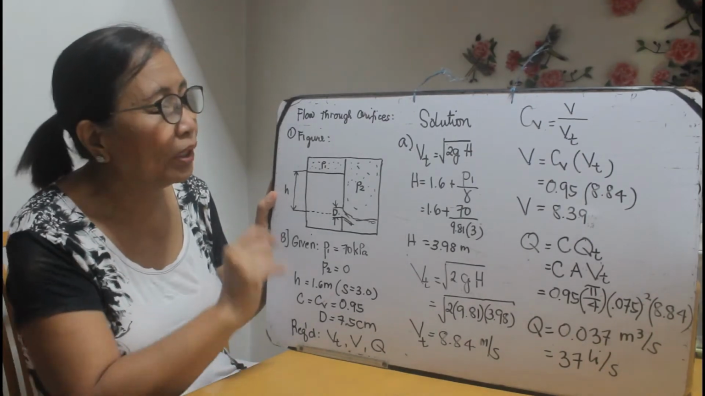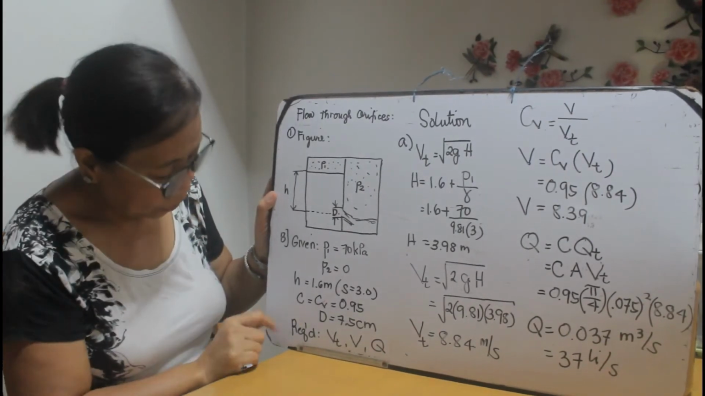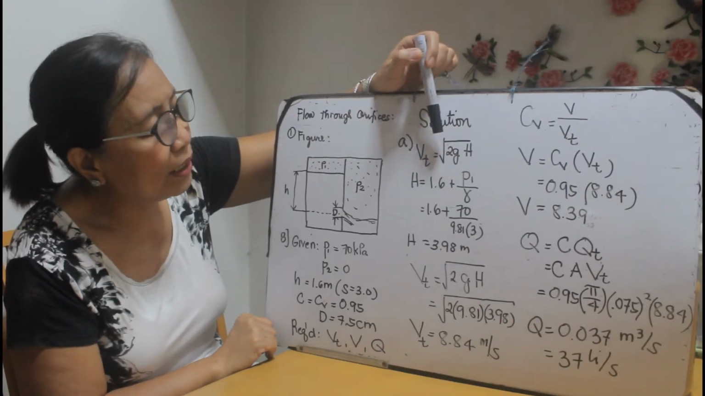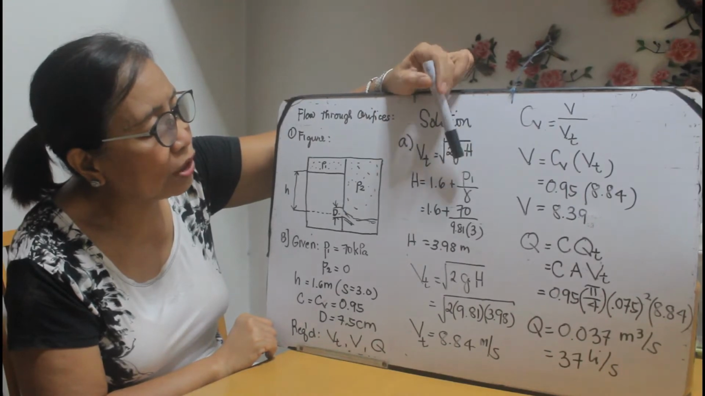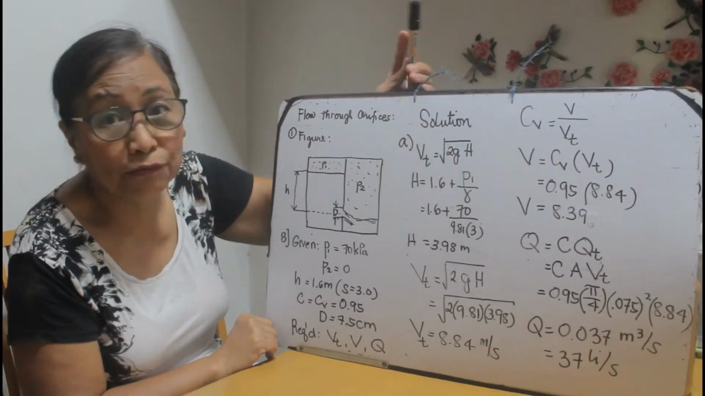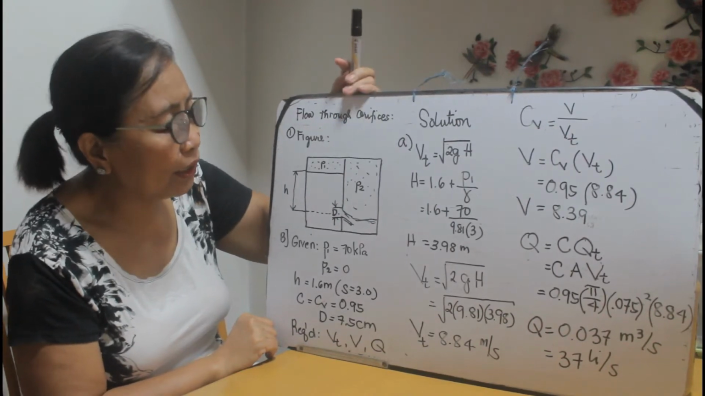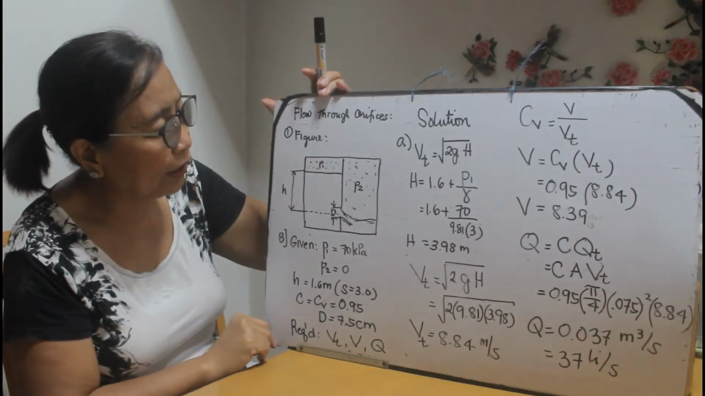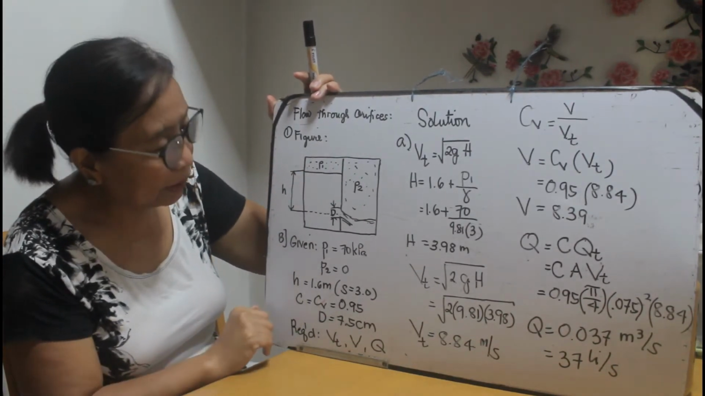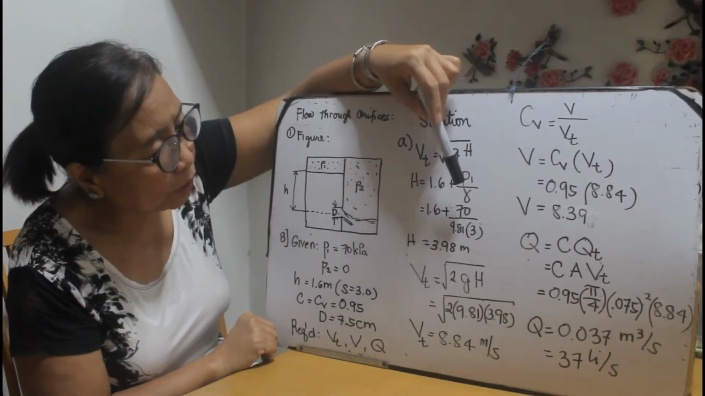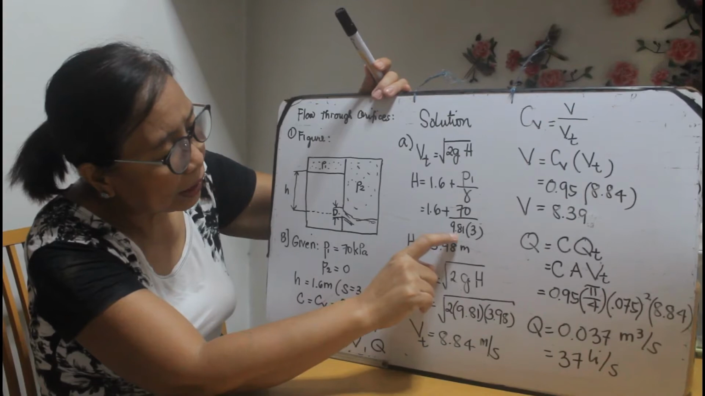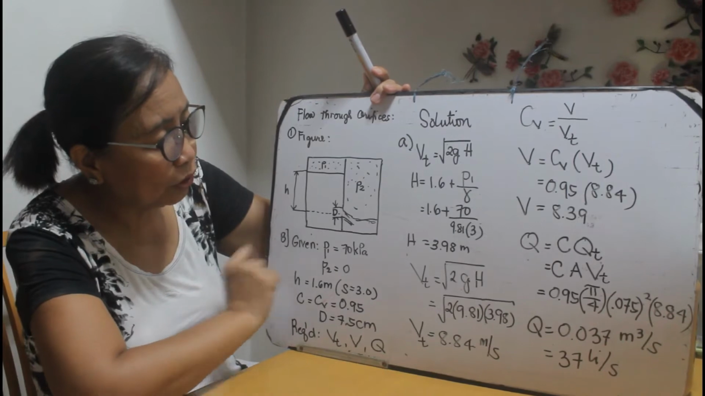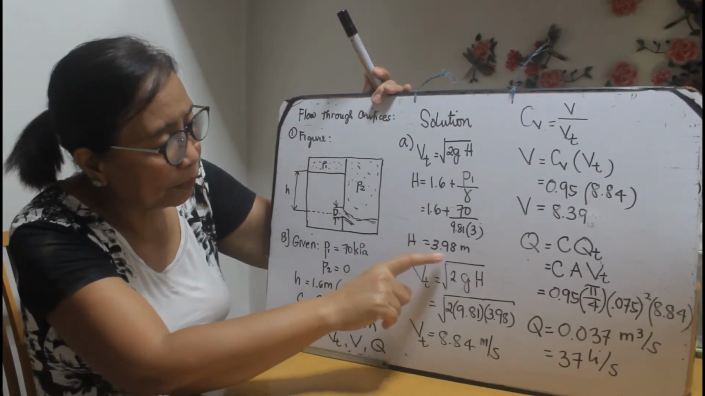To find the theoretical velocity, this is the formula. Again, you use this formula: V sub t is the square root of 2gh, where h is the head that produces the flow. Now, the head is not only the height of the fluid, but there is also pressure in the tank, and the pressure is 70 kilopascal. The unit weight of the fluid is 3 times that of the unit weight of water. So, the total head that produces the flow is 3.98.